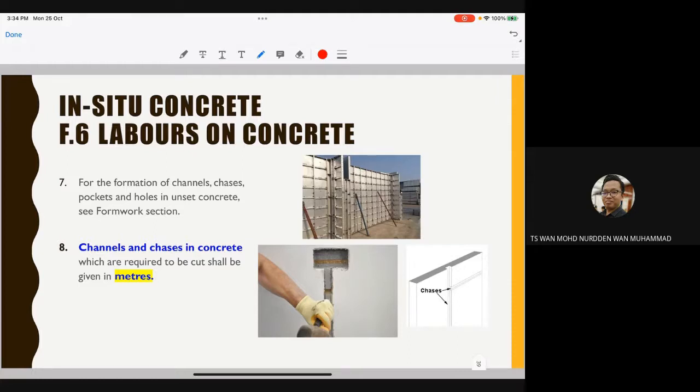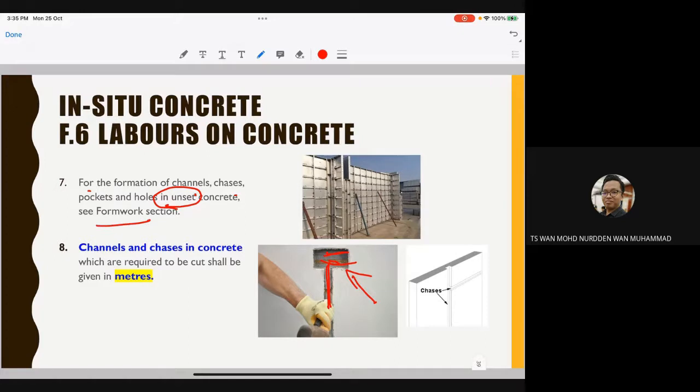Kita nak buat konkrit, tapi di dalam konkrit tu kita ada this kind of shape lah, chases, channel, yang kita katakanlah kita nak buat konkrit, di tengah tu kita nak letak wire kan. Okay, wire. So all of these things, kalau kita buat benda tu terlebih dahulu di formwork, sebab apa? For the formation of channel, chases, pocket and the holes in unset concrete. Maksudnya concrete tu masih belum keras. So which means that all of this channel, chases and pocket akan menurut kepada shape of kita punya formwork.